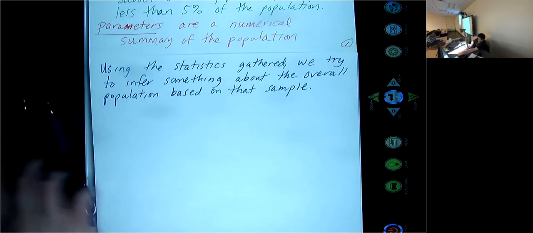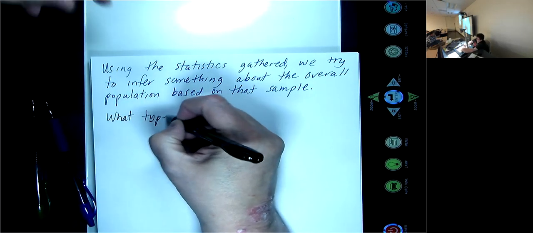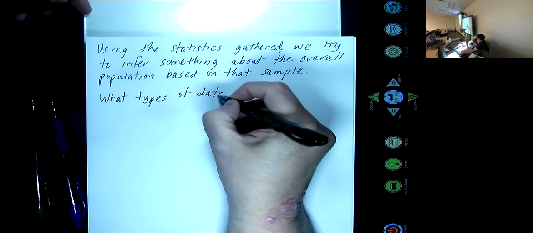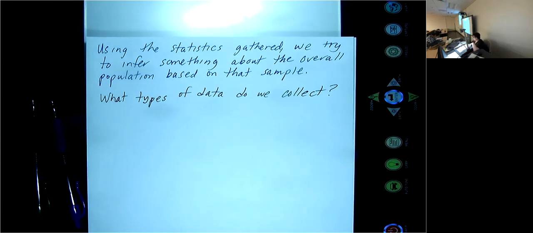So what type of data do we collect? If I pull something away too fast, so you need it up longer, or if I go too fast, let me know. Data is the plural form. A single piece of data, a single number, is called a datum.